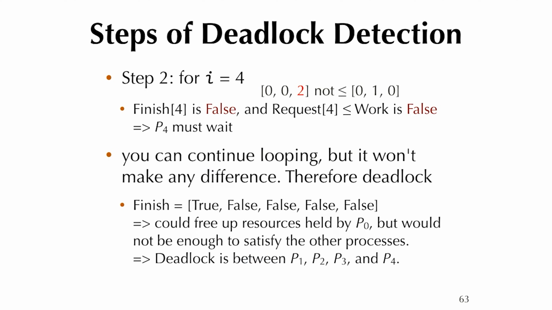And then I equals 4, 002, is it less than or equal to 010? No, it's not, because it wants 2 instances of C, but no instance of C is available, so it must wait. And then you keep looping, guess what? Nobody can have their additional request fulfilled because nobody's freeing up any resources, right? And so you see only P0 got through because it wasn't making any requests. And it did free up some resource, but nobody else is freeing up any resource. So it's stuck, deadlock. And the cycle involves P1, 2, 3, 4. Okay? So that's how that detection works.